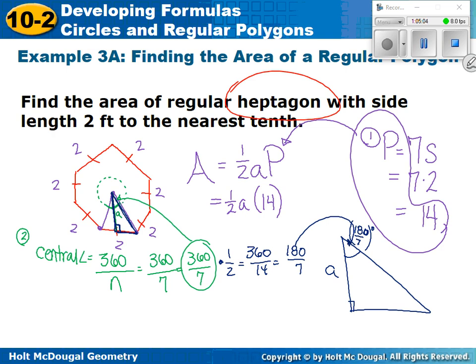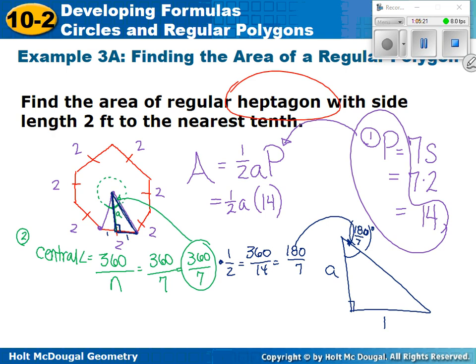Don't forget that this was 2 to start with. When you drew in the apothem, what did it do to that 2? It bisected it. So what does that make each little piece here? 1 and 1. So down here, this is 1. Are we good with that?